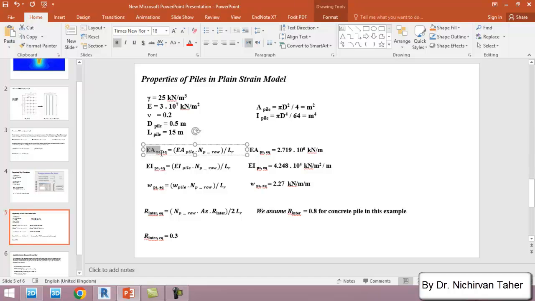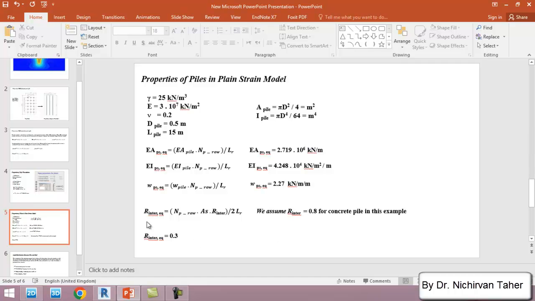So the normal stiffness of the plane strain equivalent equals this formula as we talked about before, and we calculated it as 2.719 times 10 to the power 6, and also the bending stiffness was calculated, and the weight of the plane strain equivalent also calculated like this. So these are simple calculations. You can calculate it very easily.